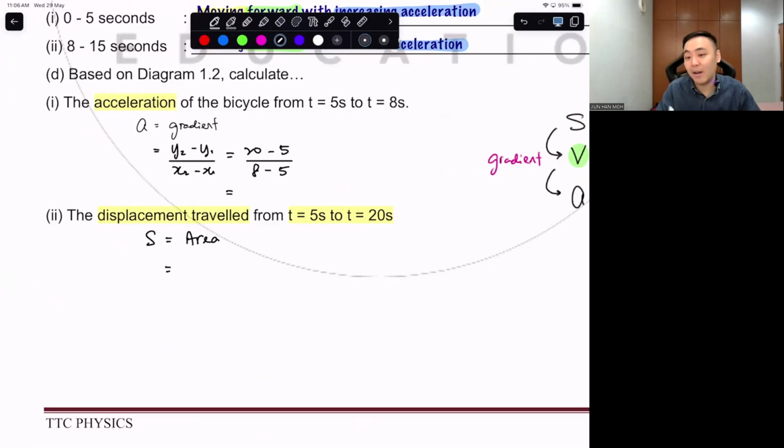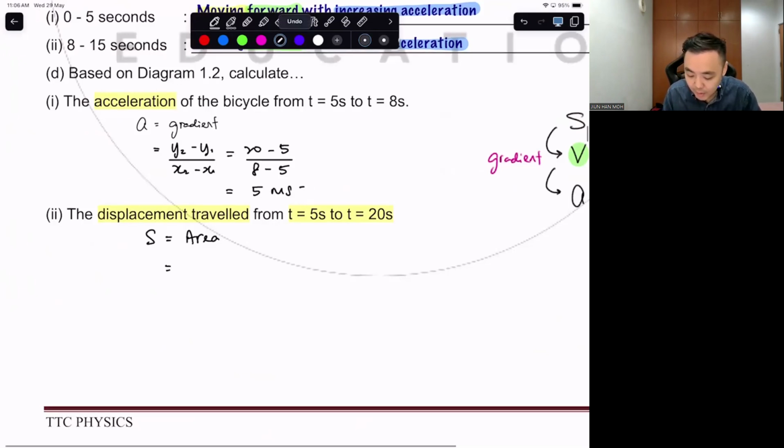We calculate for both. A lot of you only calculate for area, right? 20 minus 5 divided by 3. Did you get 5? 5 what? 5 m/s squared, correct? Okay, then the area, how do you calculate?